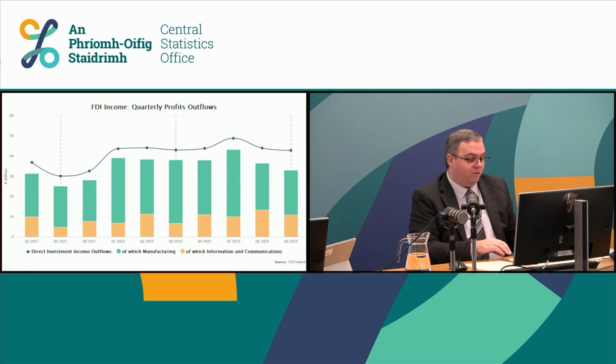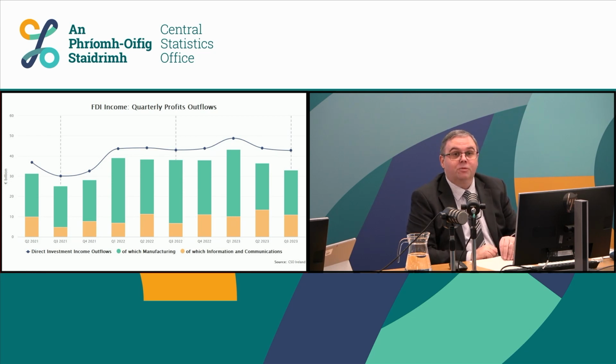Looking at how those profit outflows break down by sector, we can see that compared to last quarter, we have a decrease in the manufacturing sector of 1.1 billion euros and a decrease in the information and communication sector, which is down 2.4 billion euros. But year on year, while we see a decrease in the manufacturing sector, which is down 9.4 billion euros, we have an increase in the information and communication sector, up 4.2 billion.